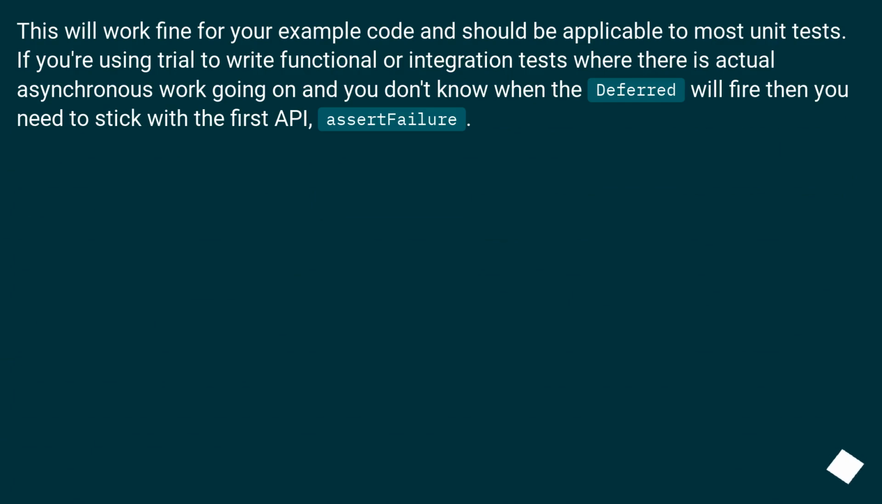If you're using trial to write functional or integration tests where there is actual asynchronous work going on and you don't know when the deferred will fire, then you need to stick with the first API, assertFailure.